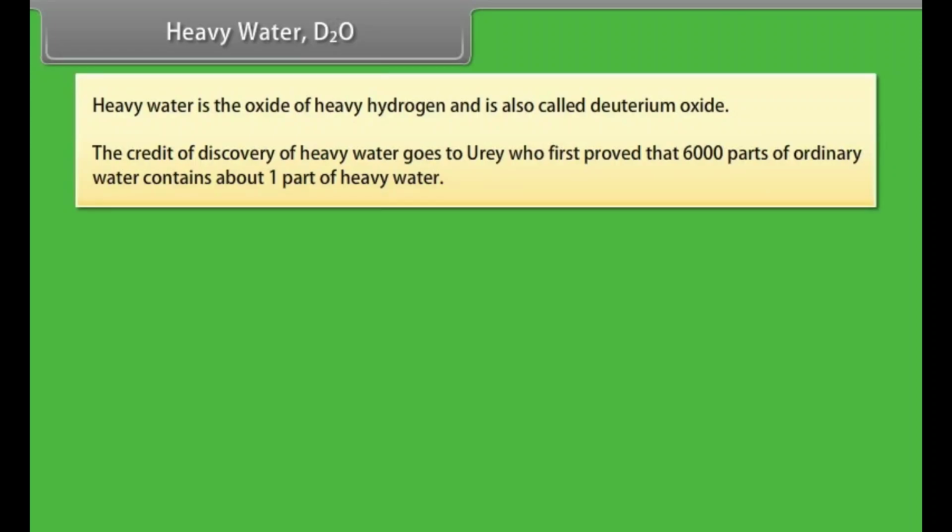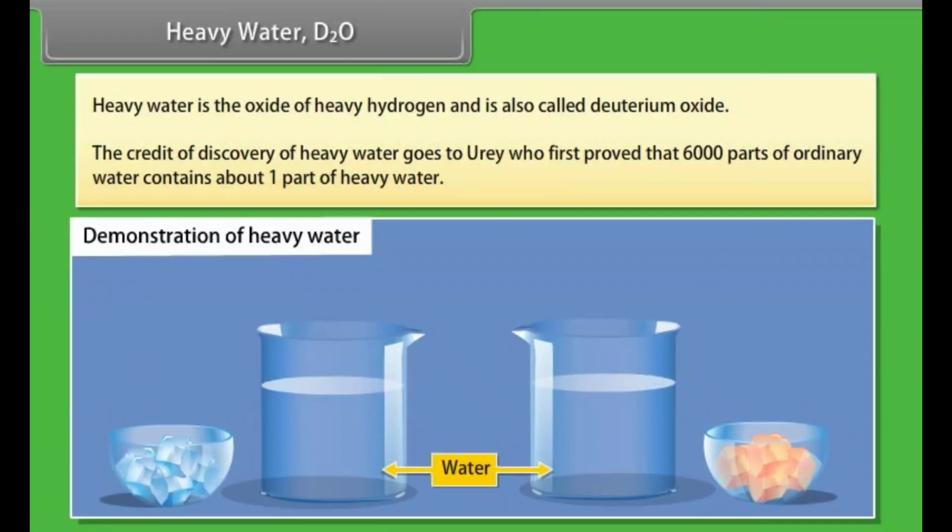Demonstration of heavy water. Firstly, take 2 beakers filled with water. Drop an ice cube, which is blue in color, in the first beaker and see that ice floats on water. In another beaker, drop another ice cube, which is red in color, made of heavy water, D2O. You will see that the ice cube sinks in the water. This is due to the fact that deuterium is a heavier isotope than hydrogen and it changes the physical and chemical properties of water.